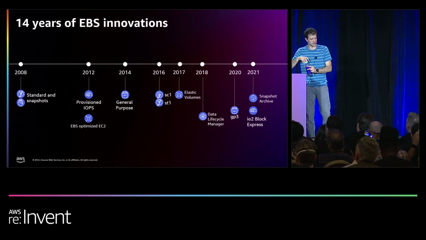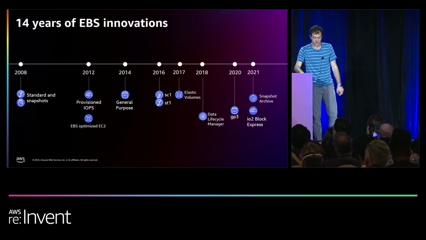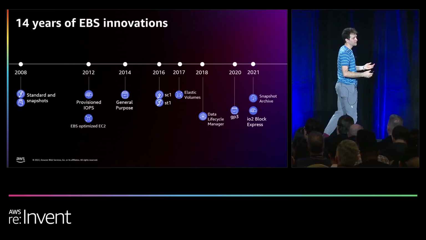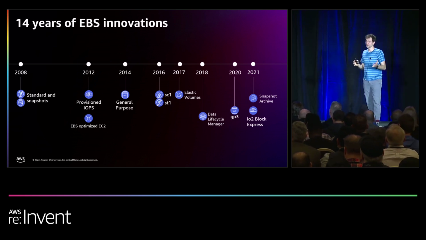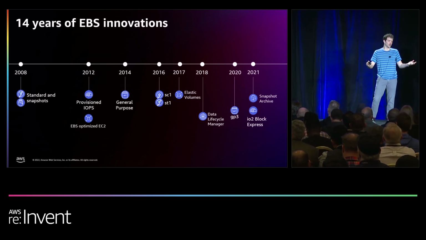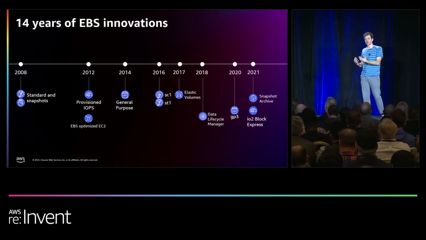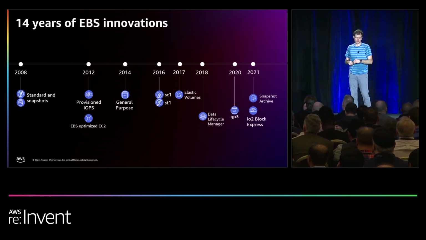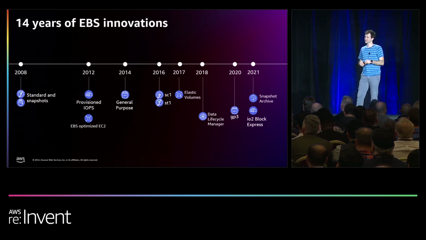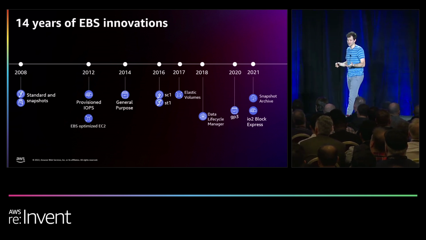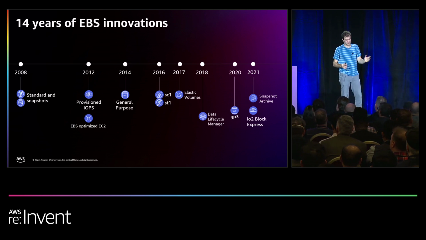So in 2008 we launched with standard and snapshots. And standard is our first volume type. It was an HDD volume type. It offered 100 input-output operations per second. So that's what we call IOPS, and that really is a measure of performance. And so 100 IOPS, and they were best effort IOPS. So sometimes you might not get them. And so that was where we started.